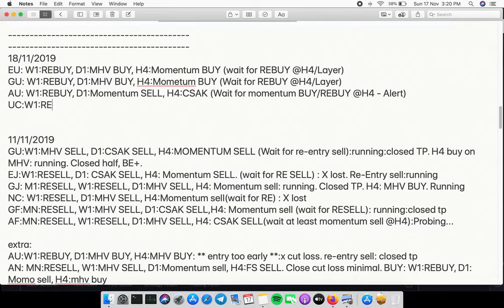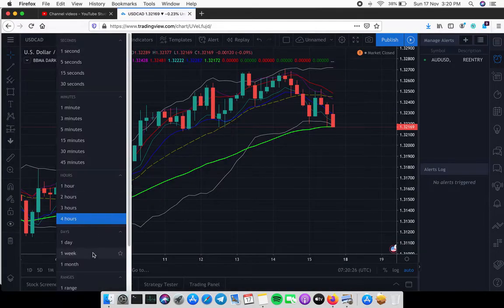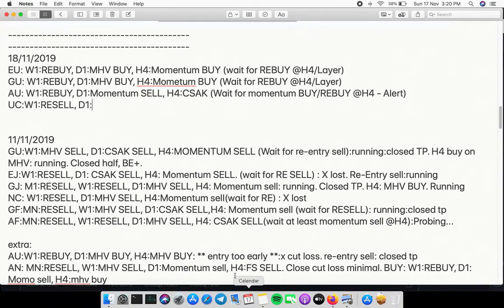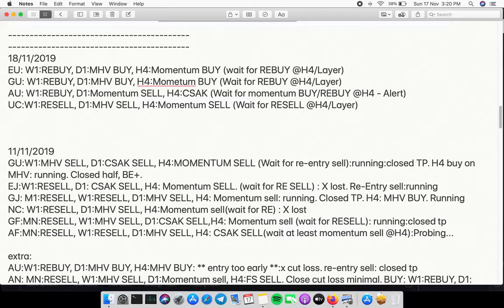This is resell. D1 is I think it was MHV, right? Let me see again. Yes, MHV. Okay, MHV sell, H4 momentum sell. Okay, wait for resell or layer. It's at H4 or layer. Okay, you definitely can do this. I mean, I would definitely do this.